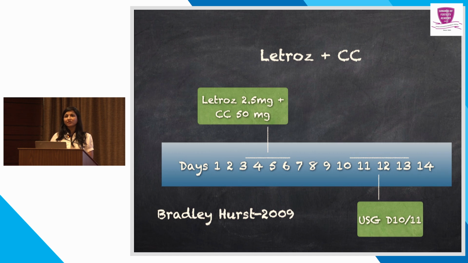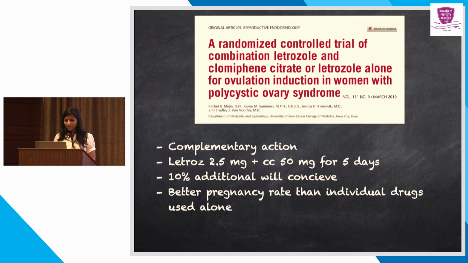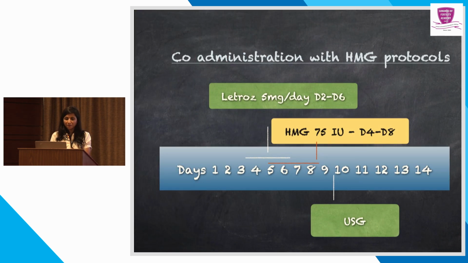So this may happen, that instead of immediately going for gonadotropins, we can combine clomiphene citrate and letrozole. That will help to have a better recruitment. Again, this was a study, I was talking about Meja et al. The thing is, this group, when they combined clomiphene citrate along with letrozole, compared with letrozole cycle alone, had 10% additional conception in this particular group, and a better pregnancy rate than the individual drugs alone. So we may think of, rather than immediately going for gonadotropins, having this bridge in between to see whether the patient is having recruitment or not.